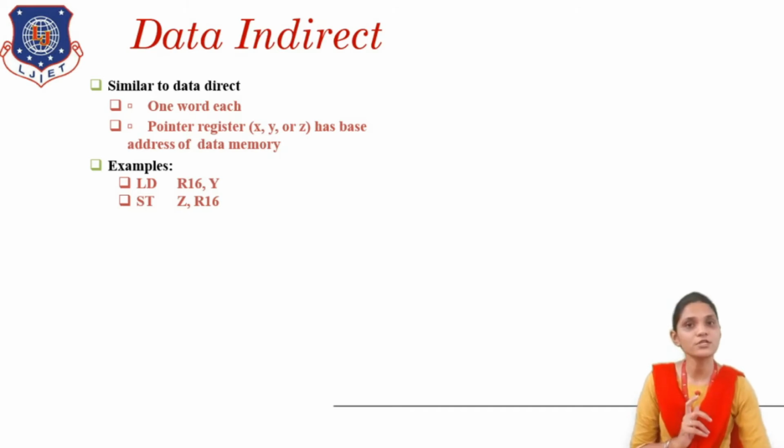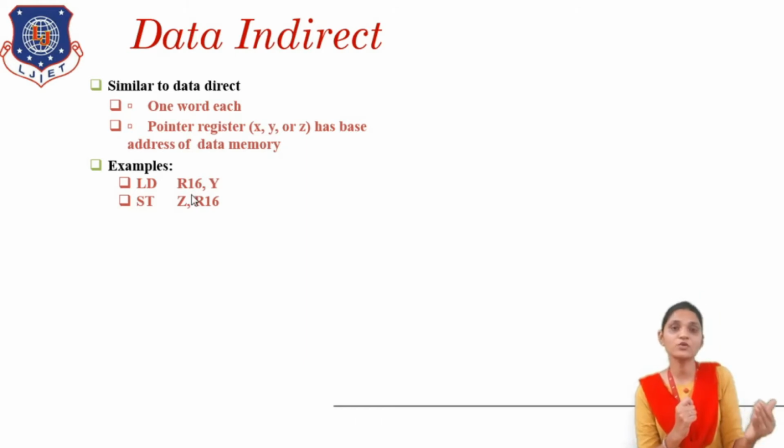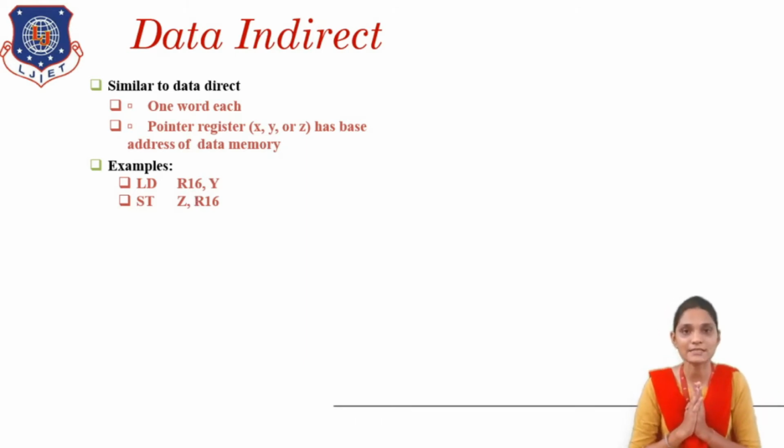Okay, so in this first instruction, LD R16, Y, the content that you have stored in the register Y, that is R28, R29, is going to be used as a memory location, and the content from that memory location is going to be stored into register R16.